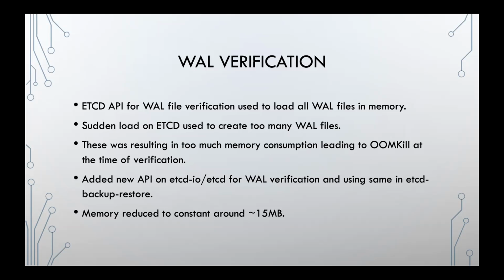So for that, Shreyas has already raised an issue. We needed a change on upstream etcd where we needed some memory optimized API for WAL verification from etcd, and that was merged in upstream etcd. And since then, we have seen that WAL verification takes constant time and constant memory less than 15 MB. Earlier, it was loading all WAL files in memory. Now it is loading only a single required WAL file at a time and processing it entry by entry. So there is less memory consumption.